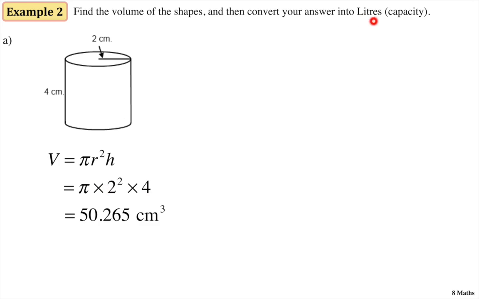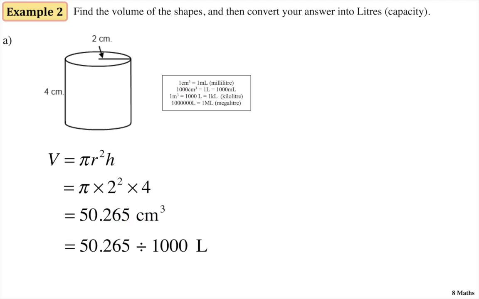But it wants the answer in litres. Well, I know that 1 cubic centimetre is equal to 1 millilitre. So 50.265 cubic centimetres is 50.265 millilitres. And a millilitre is 1,000th of a litre. So I'm going to divide it by 1,000, and there is my answer, 0.050265 litres. Very small indeed.